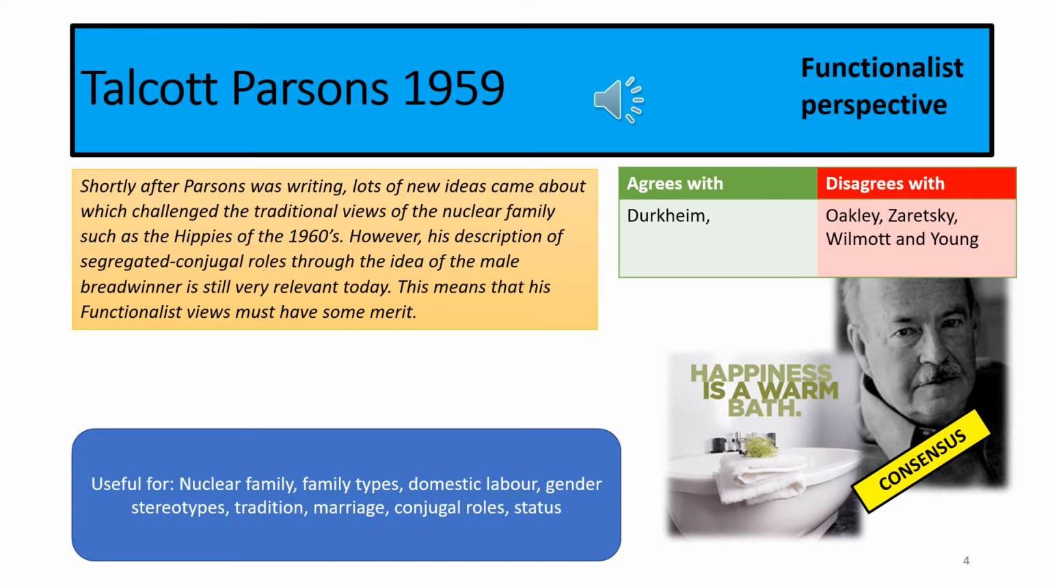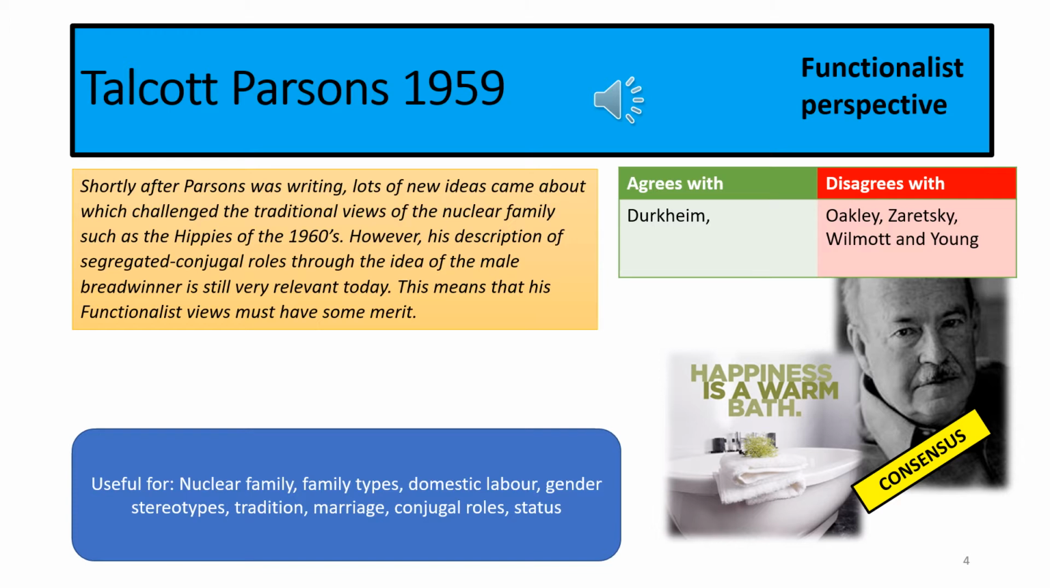Talcott Parsons is probably the most famous of the functionalists, or the easy to remember, I would say, the functionalist perspectives. Notice he's writing right at the end of the 50s. So it's the era of that traditional nuclear family that we've looked at. And immediately after he's written this, there's a decade of change in the 60s and society changes, particularly in Britain.